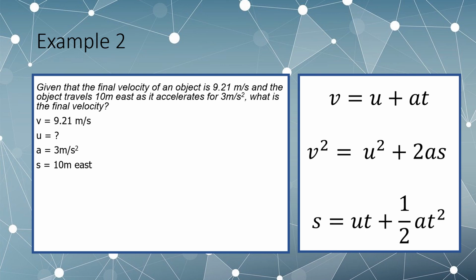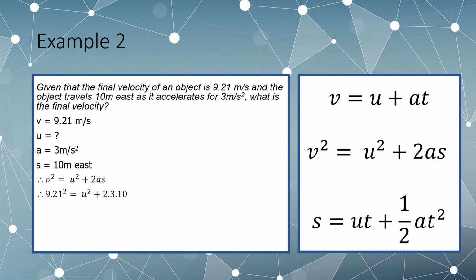So hopefully by looking at that, you can say we've got S, A, and V, and we're trying to find U. So we're going to use the second formula in this case. That is V squared equals U squared plus 2AS. So plugging in our numbers, we get this. 9.21 squared equals U squared plus 2 multiplied by 3 multiplied by 10.